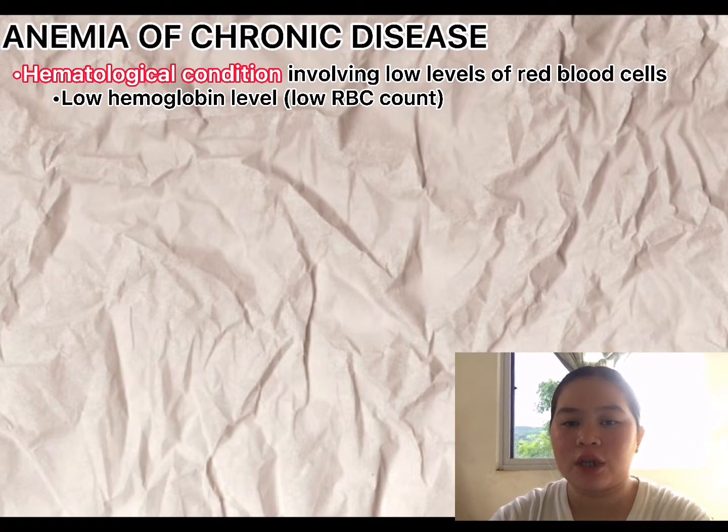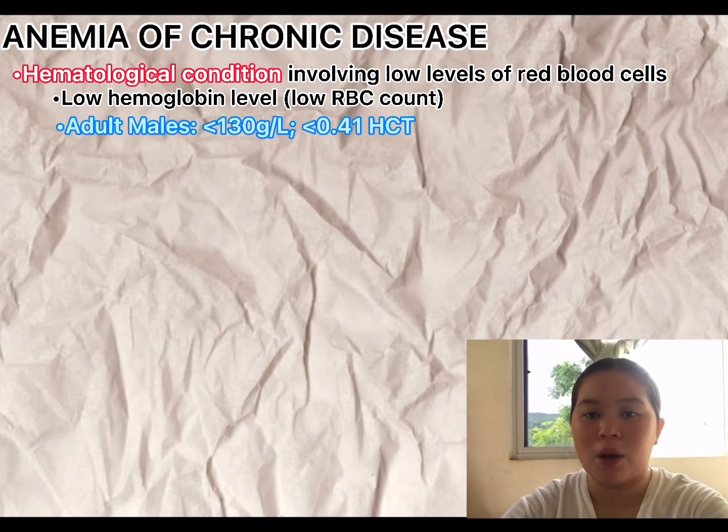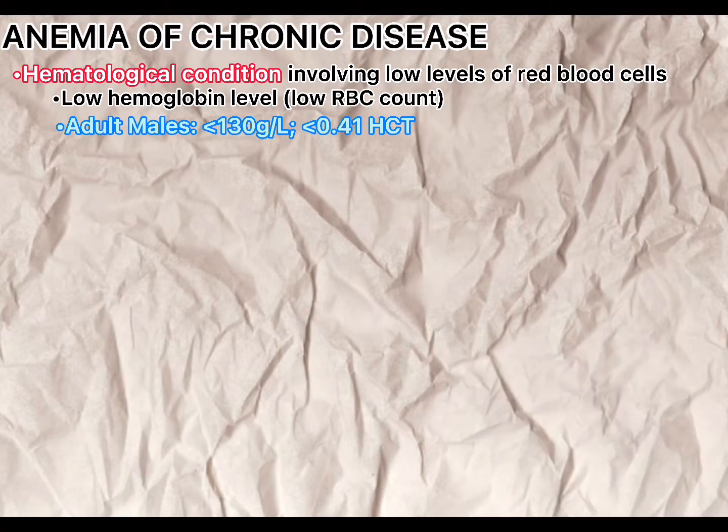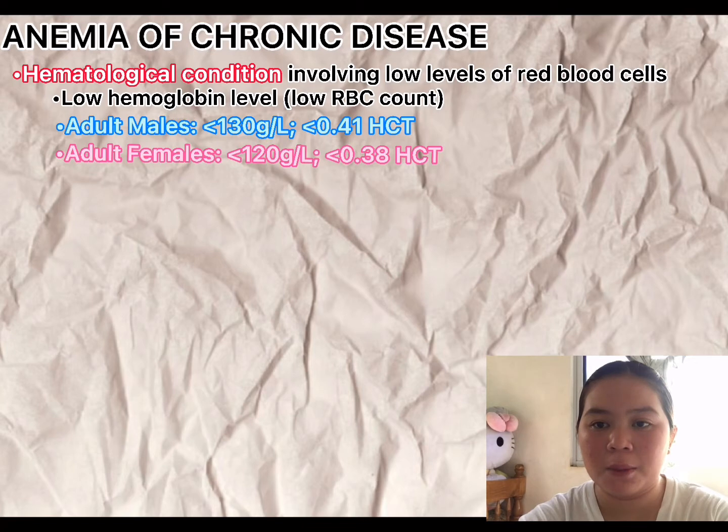The definition of what constitutes a low hemoglobin level depends on the biological sex of the patient. If the patient is an adult male and their hemoglobin is less than 130 grams per liter, that would be considered anemia. If the hematocrit, the proportion of blood that is red blood cells, is less than 0.41, that's also a definition of anemia in a male patient. In adult females, if their hemoglobin level is less than 120 grams per liter, that's anemia, and if their hematocrit is less than 0.38, that would also be considered anemia.